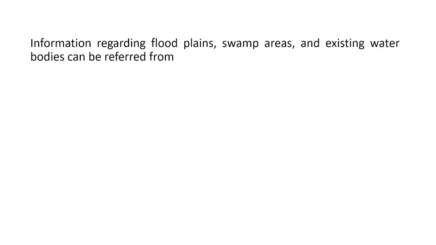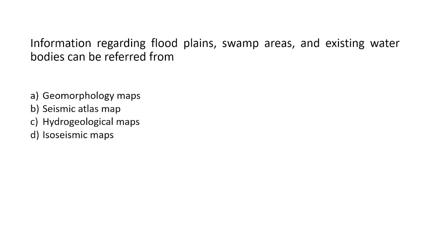Yeah. So the question was, information regarding the floodplains, swamp areas and existing water bodies can be referred from. The options are geomorphology maps, seismic atlas map, hydrogeological maps and isoseismic maps. So what do you think the answer will be? So we need to study the maps, and from there we should know about the floodplains, the swamp areas, and the existing water bodies. What is the first one? The first one is the geomorphology maps.